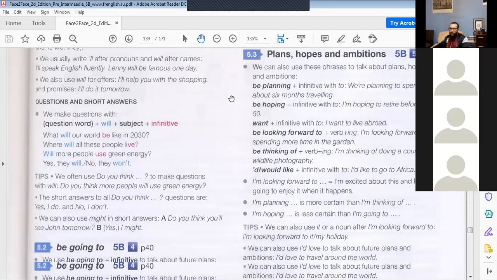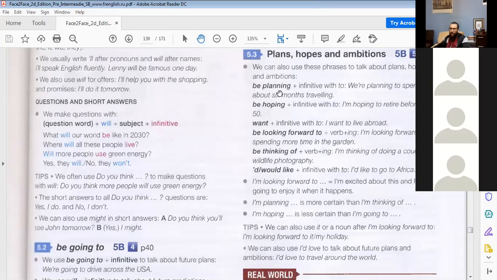All right, so to be planning: you can say I'm planning, we're planning, you're planning, plus infinitive. Doctor, yes? Using going to, is it for more certain or less certain? More certain. Going to is more certain. It's a plan. So if you say I'm going to travel to Turkey, it means everything is ready. You've booked the hotel, you have the booking, you've bought the ticket, everything is ready.